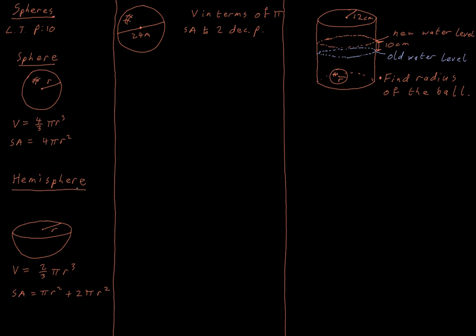A hemisphere just means half a sphere. This is a word that we're supposed to know. So hemisphere means half a sphere. It just means that we cut a bowling ball or something like that in two.